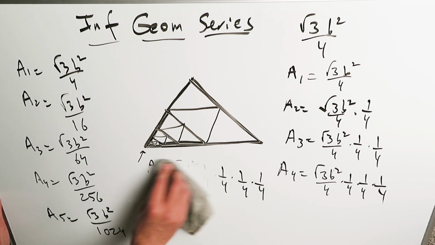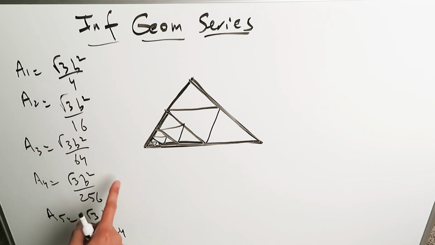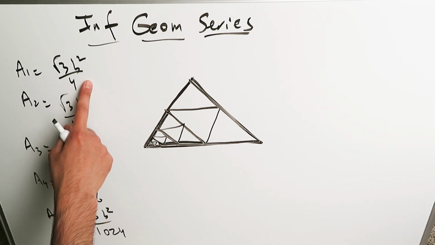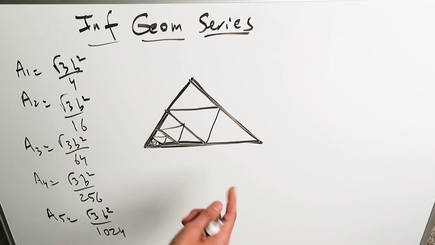So now let's start developing our geometric pattern. What will our pattern be? This is what it is. You have a common term, which is what you're seeing in the first one, root 3 B squared over 4, and everything goes by a factor of 1 over 4 from there.